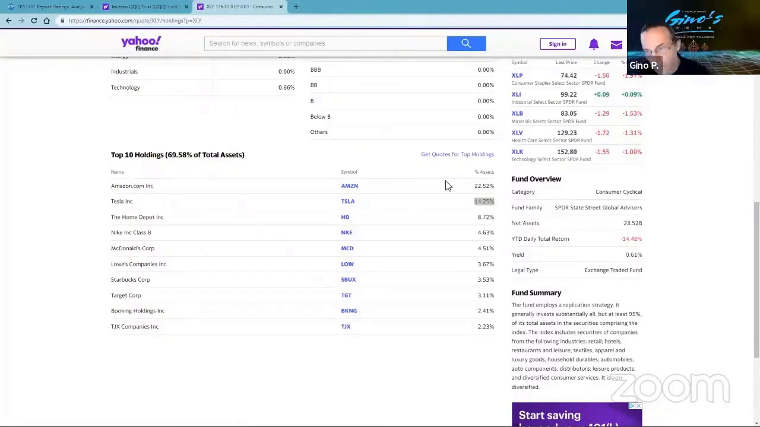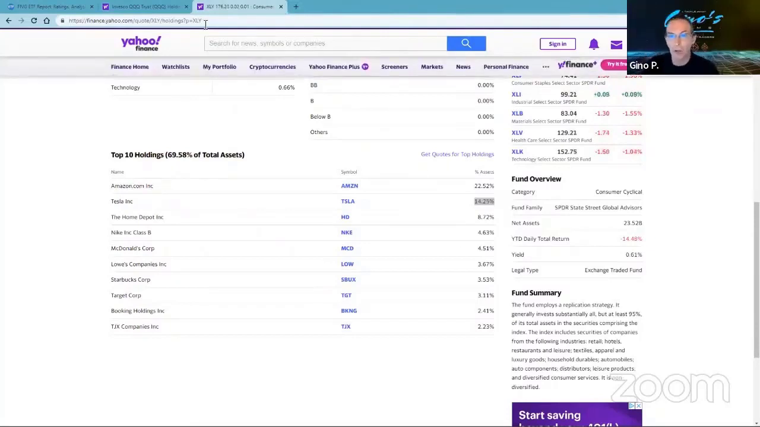Just a side note here, you think about that. I was just at the mall and there were over 100 different discretionary stores at the mall. I didn't even see Amazon and Tesla in there, but they represent the majority of that sector. So it's good to know who is in the sector or the ETF you're trading.